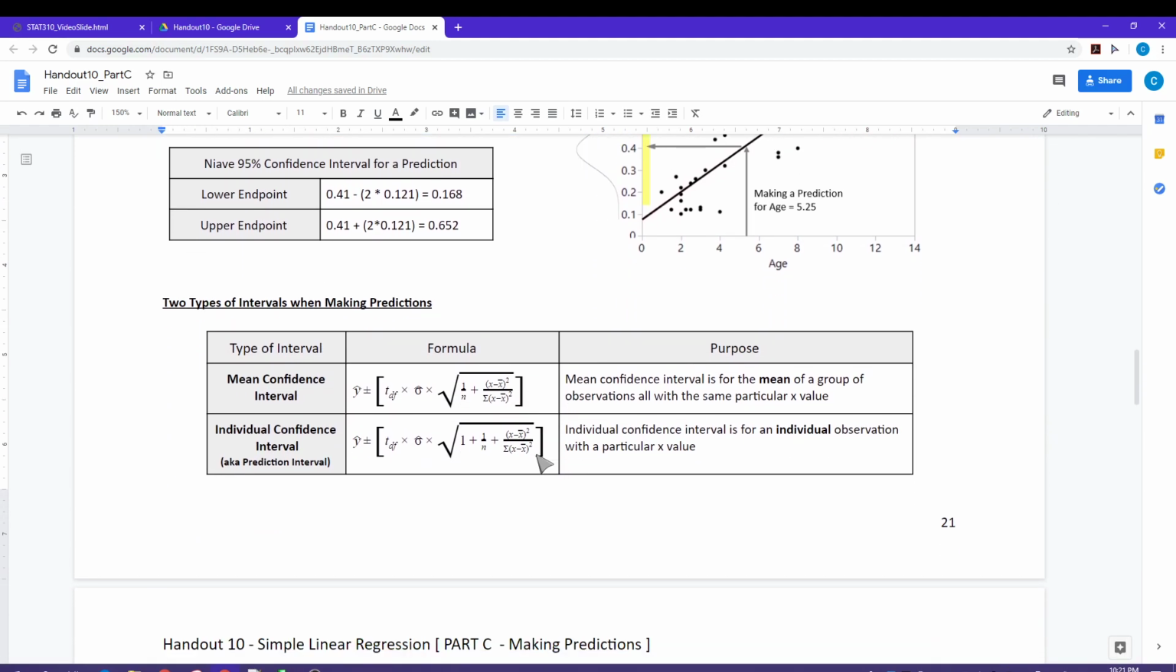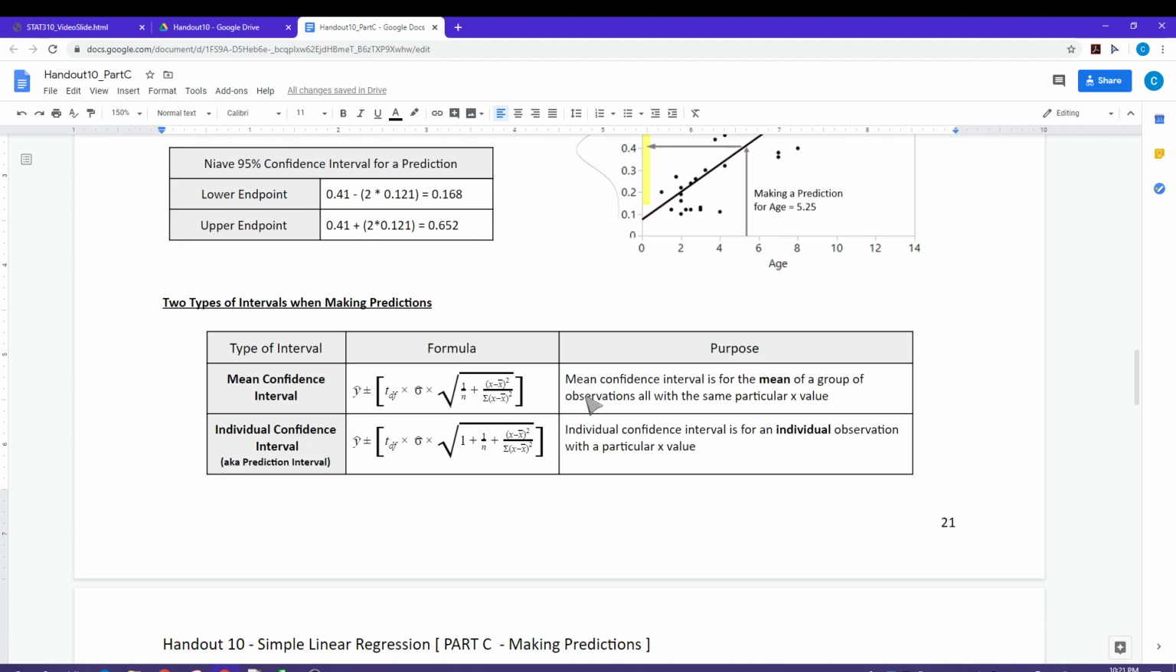There are actually 2 types of intervals that we can use. One is called the mean confidence interval, and the other is called an individual confidence interval. The individual confidence interval is more widely known as the prediction interval. But JMP uses this terminology of mean confidence interval and individual confidence interval, and I actually prefer that terminology because it's more clear in what we're talking about.